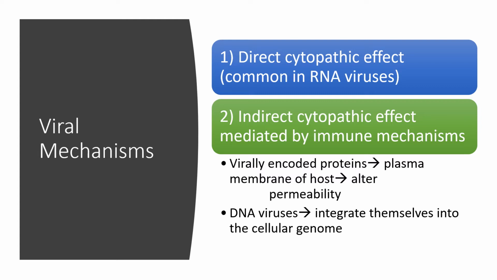So a direct cytopathic effect, this is what we see in RNA viruses. What happens here is it directly disrupts cellular processes and destroys integral cellular components. So you may have membrane blebbing, you may have damage to intracellular compartments such as the lysosomes, the Golgi apparatus, things of that nature. And then the indirect mechanism is mediated by immune mechanisms and virally encoded proteins that become inserted into the plasma membrane of the host cell, which form a channel and alter the permeability of the cell membrane to ions. So ions can come in and out of the cell.